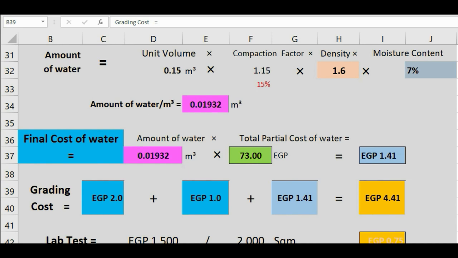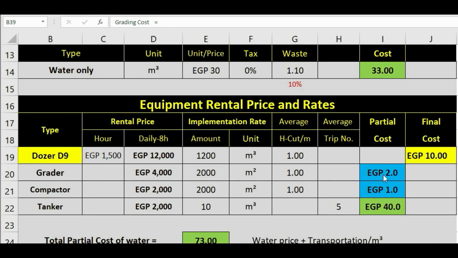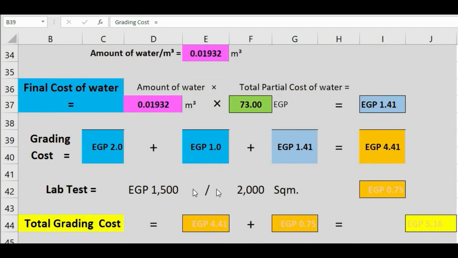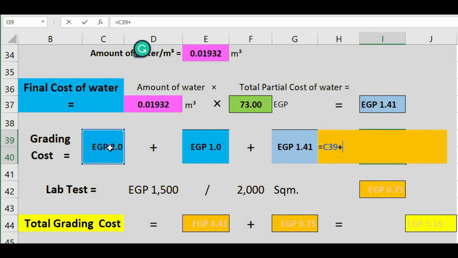Finally, grading cost equal grader cost, if you remember, 2 Egyptian pound, plus compactor cost plus water content cost equal 4.41. Let's check. Equal 2 plus 1 plus 1.41. We have here the total grading cost is 4.41.